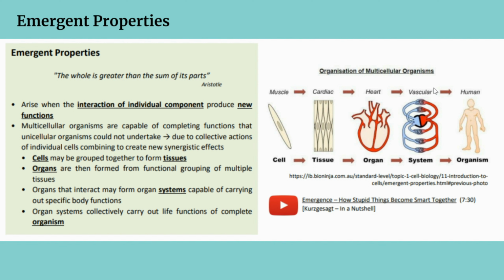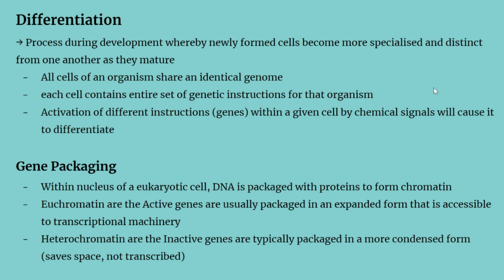So it goes from cell to tissue to organ to system to organism. Emergent properties: the whole is greater than the sum of its parts.